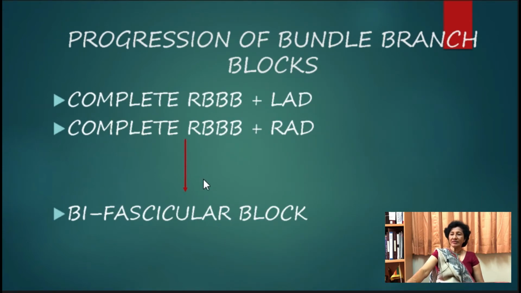If I summarize, if there is a complete right bundle branch block with total conduction failure of the anterior fascicle of the left bundle, which gives rise to left axis deviation, that is bifascicular block. If there is a right bundle branch block with total conduction failure of the posterior fascicle of the left bundle, it gives rise to right axis deviation. It is again called bifascicular block.